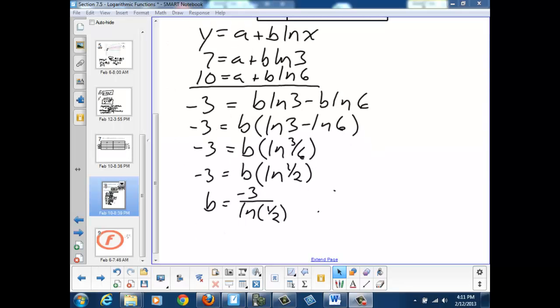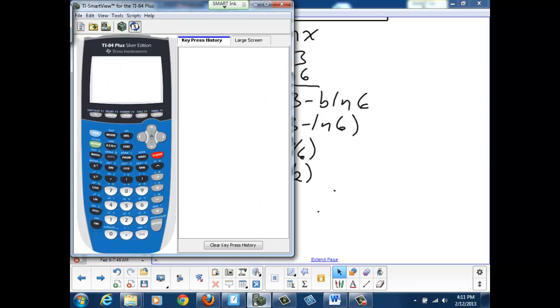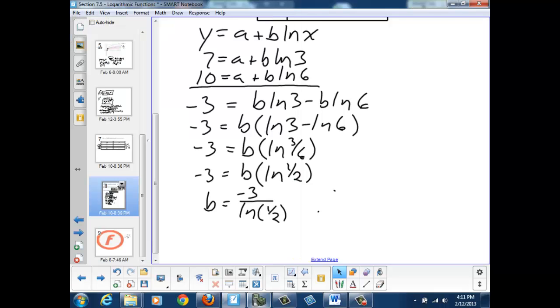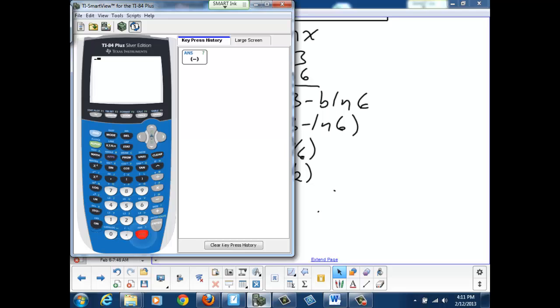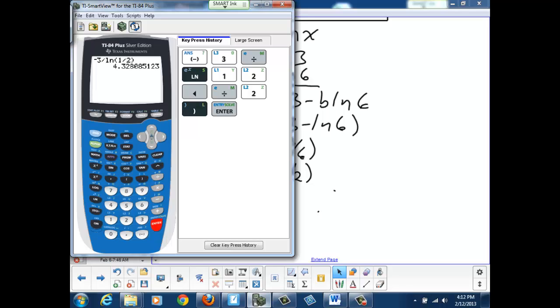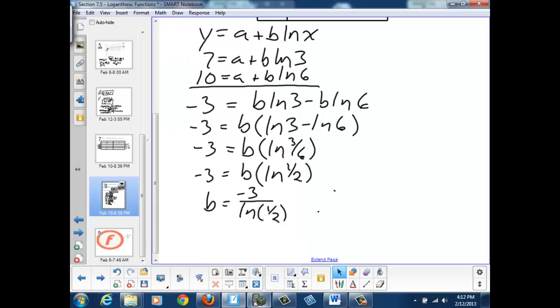So let's pull out our calculators here and figure out what b is equal to. So b was equal to negative 3 divided by the natural log of 1/2. And that turns out to be 4.3281. So b is equal to 4.3281, and we're going to use that information to solve for a.